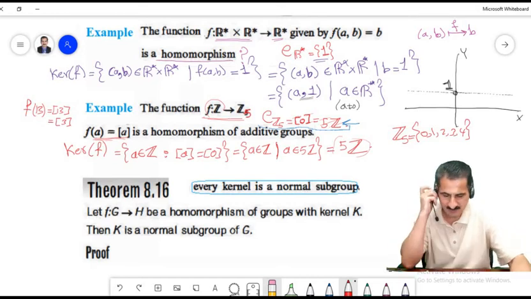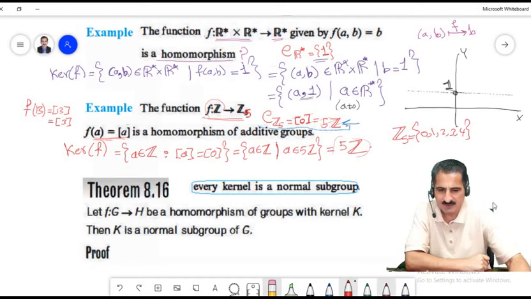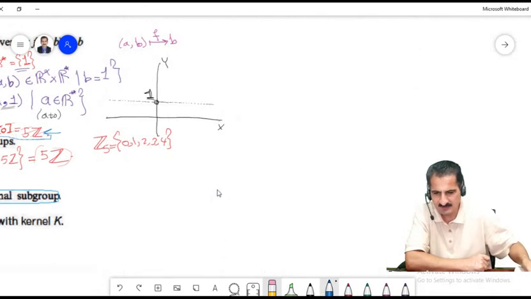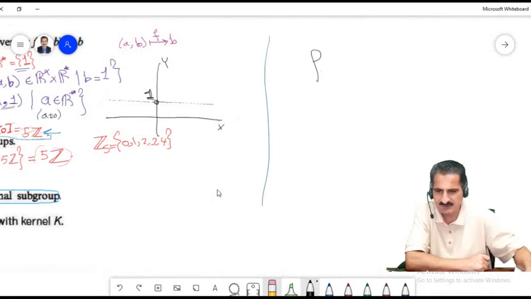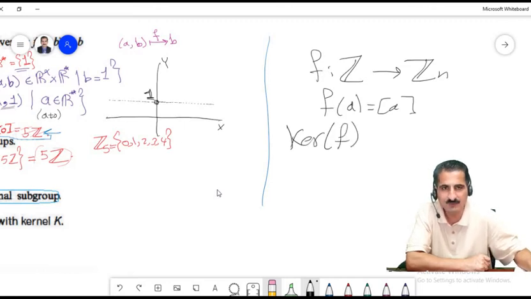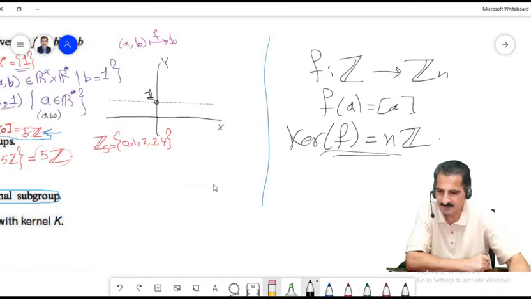Okay, so in general, actually, let me go to the side in here. We have seen such examples before, and I want to generalize that. We have seen a generalization of this map F from Z to Zn, defined by f of A equals the equivalence class of A. And now you know the kernel of F consists of all multiples of n, which means it is nZ. So this is a generalization of the example we have just seen.